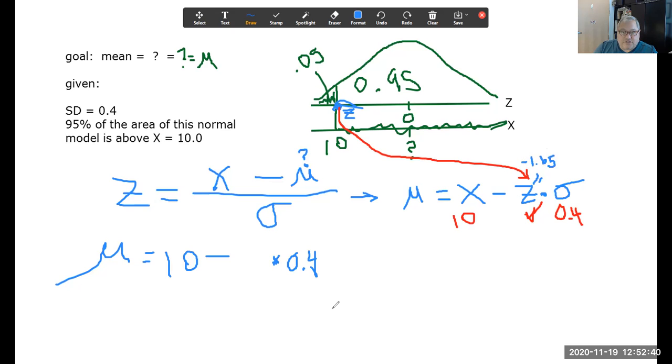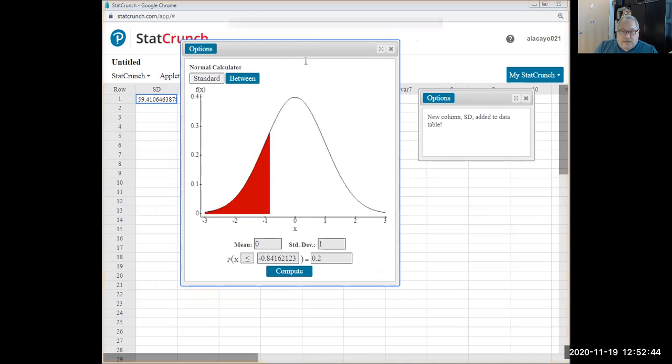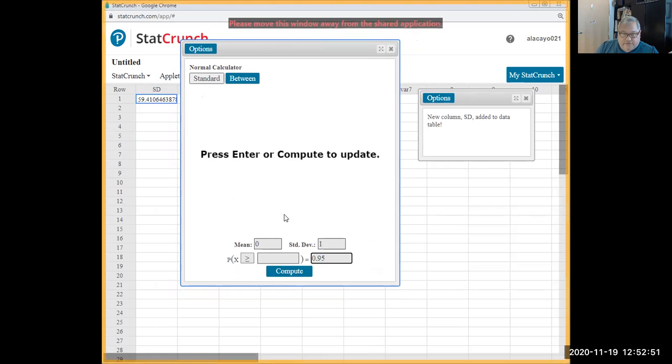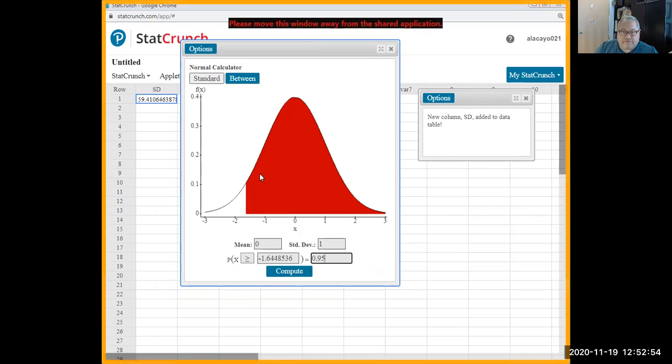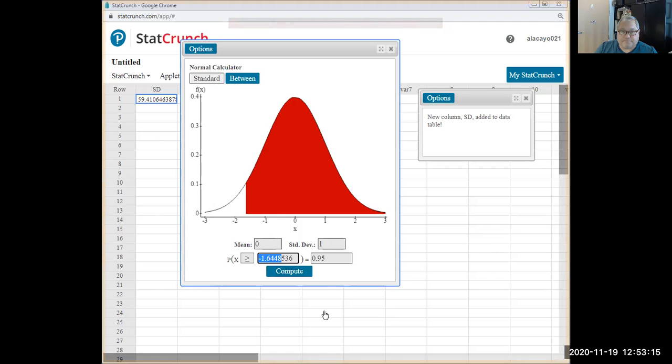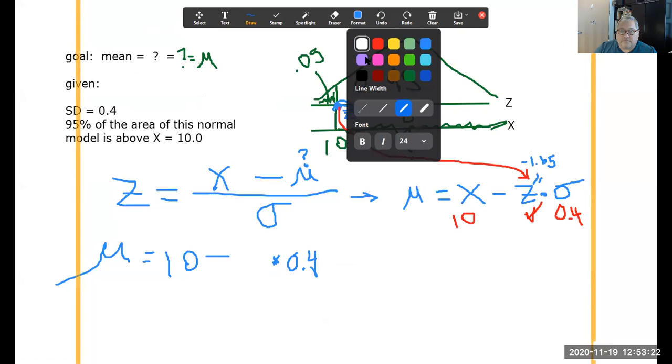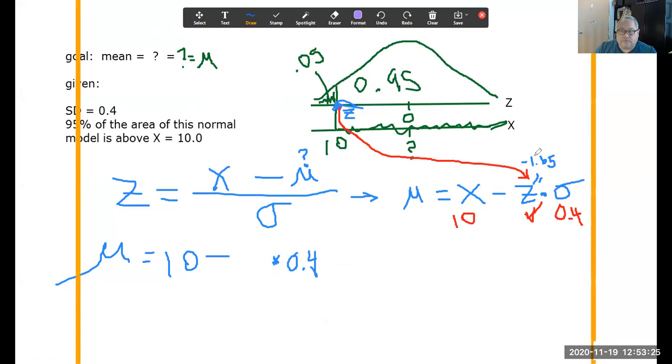Going to go back to StatCrunch. And I'm going to go into the greater realm, where this area is 95% of the z-scores. And notice how to cover 95% of this normal model from a certain marker to the right requires a z-score of minus 1.645 or minus 1.6448. So that's the z-score that separates the top 95% from the bottom 5%. And when I use a minus here and a minus there, that makes this a plus.